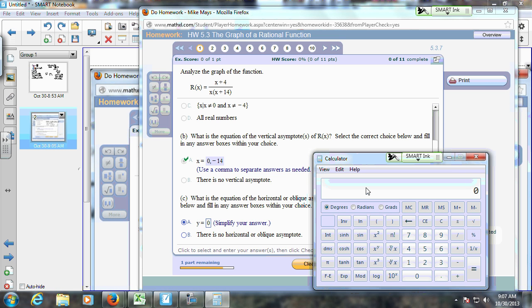Say you do that for x equals 1, then it would be 1 plus 4 is 5 divided by, I was plugging in 1, so 1 times 1 plus 14, 1 times 15, divided by 15. 5 divided by 15 is 0.33. Now let's try it for a bigger value of x. Let's try it for 10, just to see what happens.